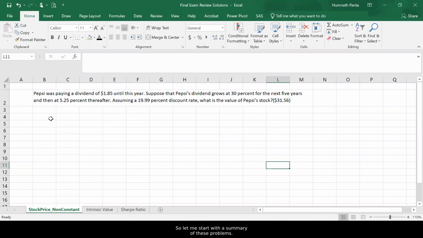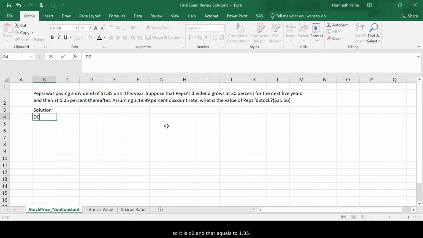So let me start with a summary of this problem. So I'm gonna summarize here. I'm gonna put solution, and then I'm going to start with summarizing the information here. So first of all, we have the dividend. The dividend in this case is given for the last period, so it is D0, and that equals 1.85.